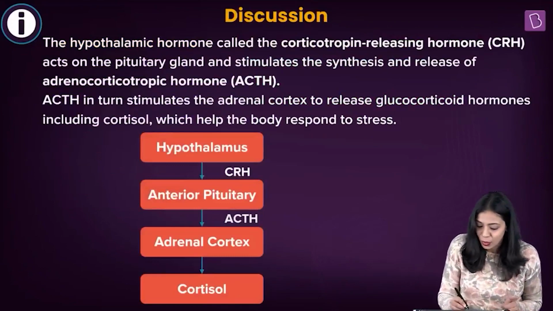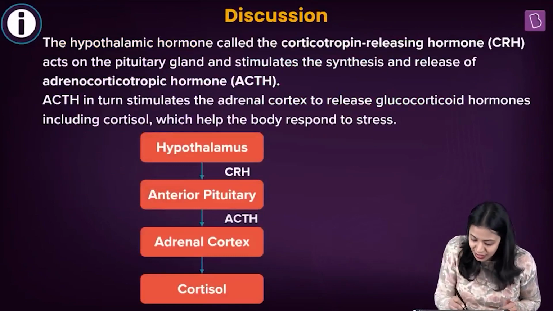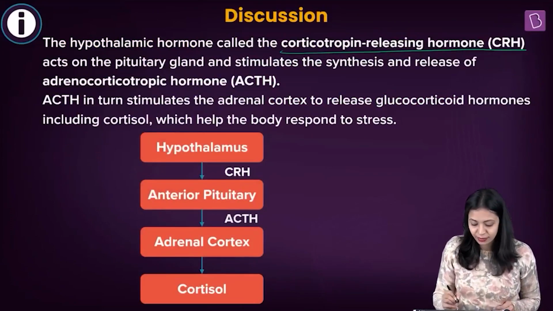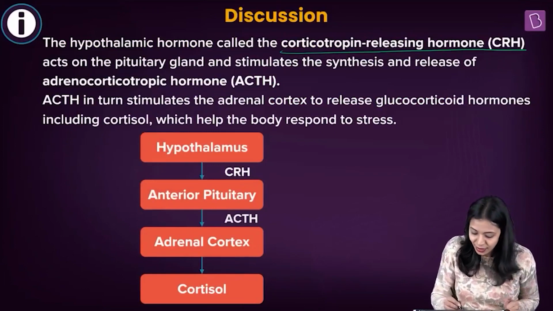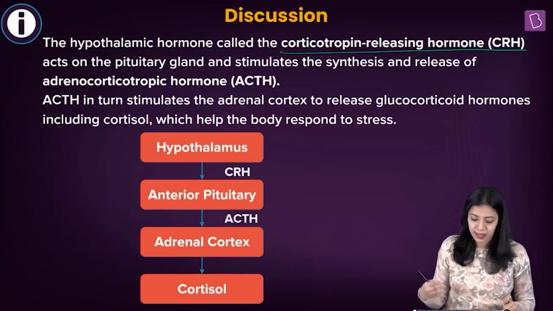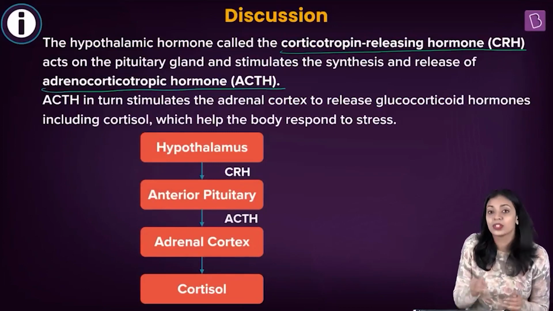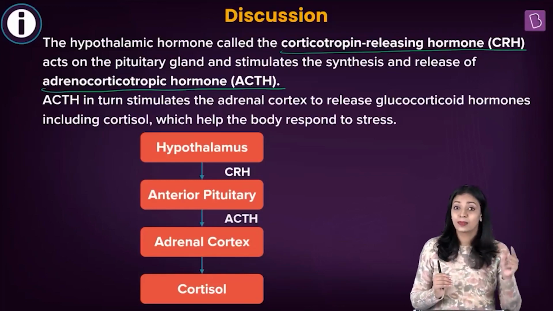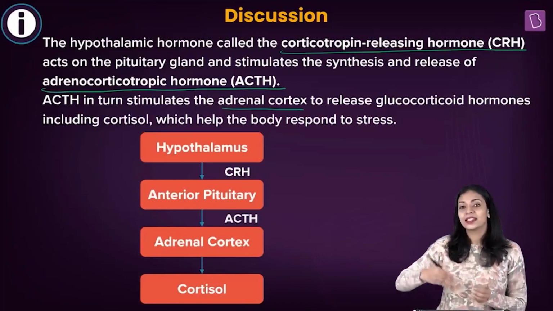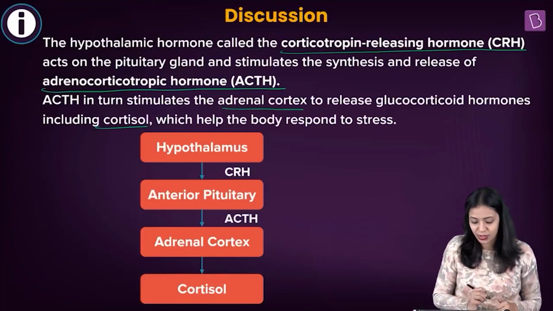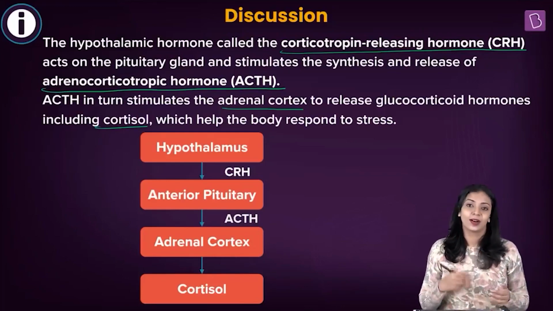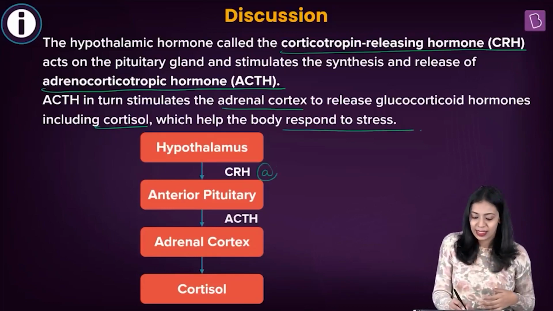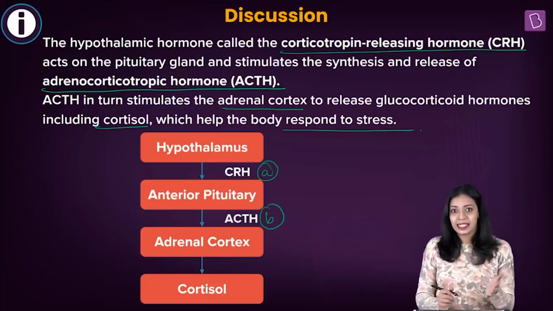The hypothalamic hormone called the corticotropin releasing hormone, in short CRH, acts on the pituitary gland, specifically the anterior pituitary gland, and stimulates the synthesis as well as the release of ACTH, which is short for adrenocorticotropic hormone. ACTH in turn will stimulate the adrenal cortex to release glucocorticoid hormones such as cortisol. Cortisol is the primary stress hormone and it will help the body respond to stress. So A must be CRH and B must be ACTH.